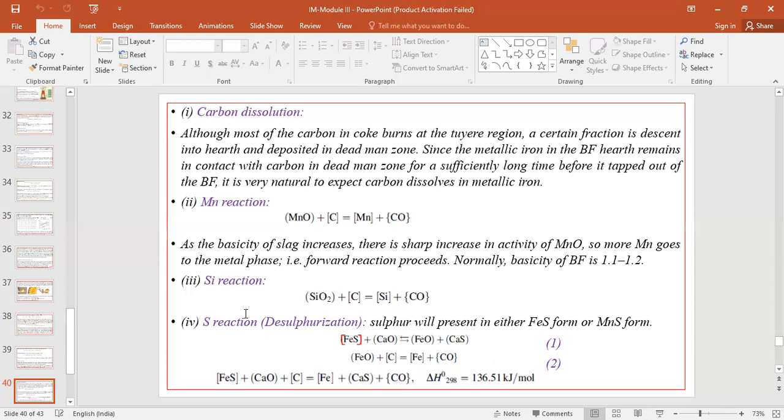Similarly, sulfur. As I told you, sulfur is always present in the combined state, in the form of FeS or CaS. The sulfur present in the metal reacts with the CaO present in the slag, and it forms FeO plus CaS. So this is how the sulfur moves from the metal to the slag phase.